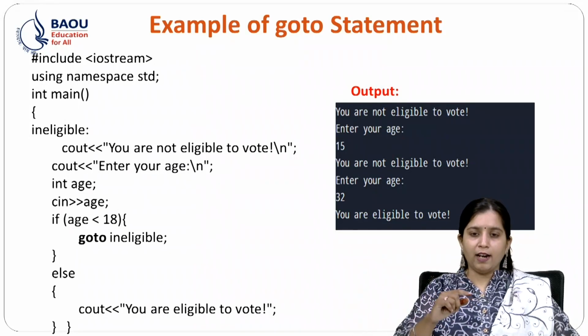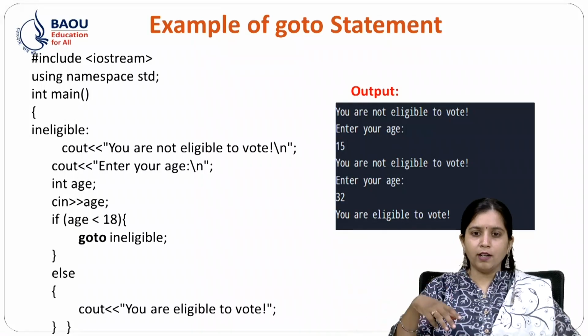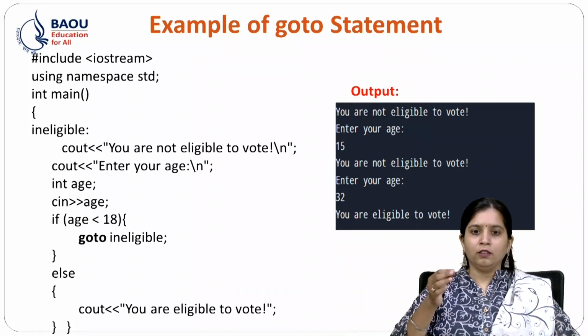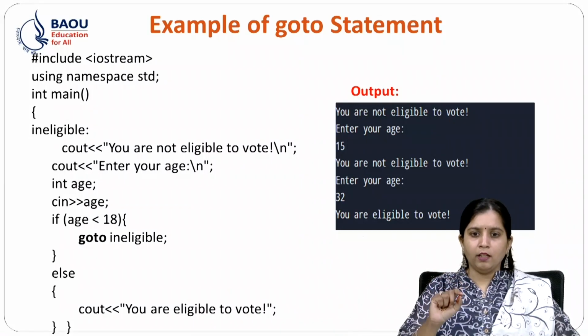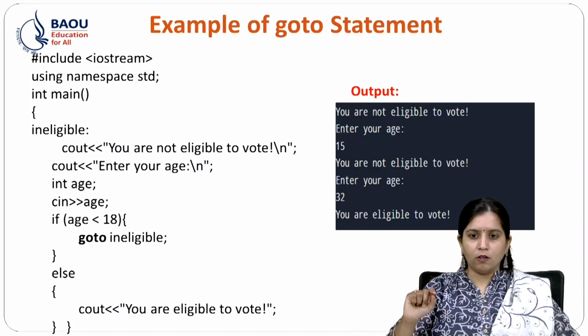So after that, the user enters his age, say 15, then the ineligible goto statement has been executed, that is, you are not eligible to vote. If the user has entered 32, then you are eligible to vote will be printed.